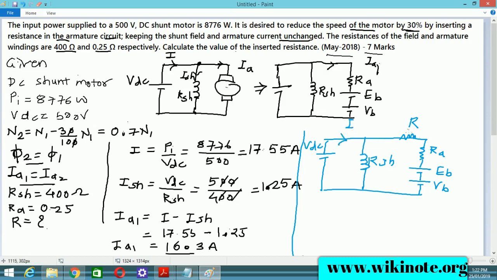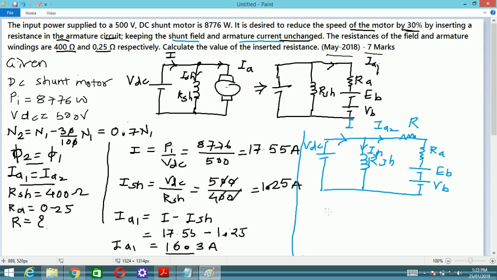Now I have inserted the resistance, and this current will be IA2. Now the current is going to change, and RSH is the same as the previous one. As mentioned, ISH and IA2, that is the shunt field and armature current, are unchanged. So they remain as per the previous currents. This is also ISH, but now there is the addition of R.